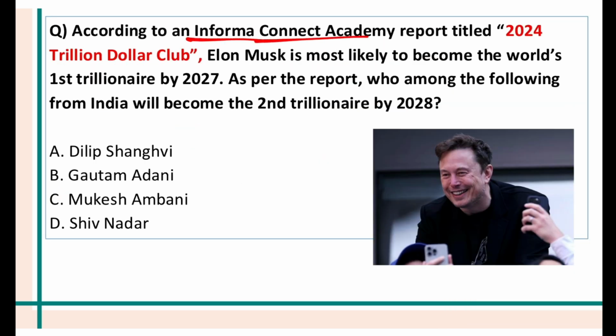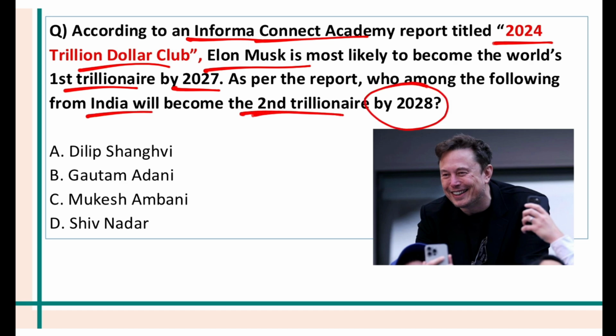According to Informa Connect Academy report called 2024 Trillion Dollar Club, Elon Musk is most likely to become the world's first trillionaire by 2027. As per the report, who from India can become the second trillionaire by 2028? So this is a very interesting report. Currently, we only have billionaires in the world, but the first trillionaire, 1 trillion is equal to $1,000 billion. So the first trillionaire can be Elon Musk as early as 2027. Gautam Adani can be the second trillionaire of the world, and this can be achieved by 2028 if the Adani Group company grow at 123%.